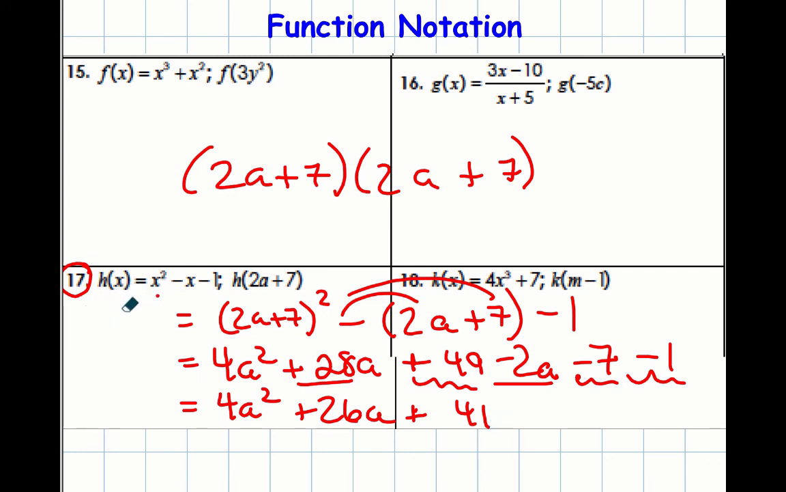What I should have written here was h of 2a plus 7, not h of x. So h of 2a plus 7 is 4a squared plus 26a plus 41. That's all, folks.